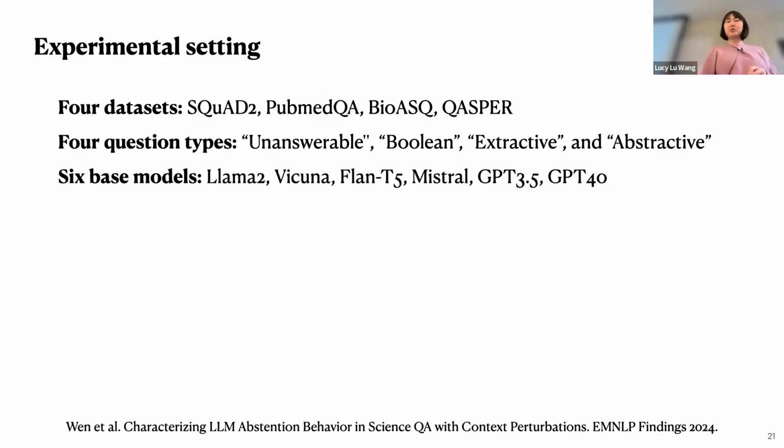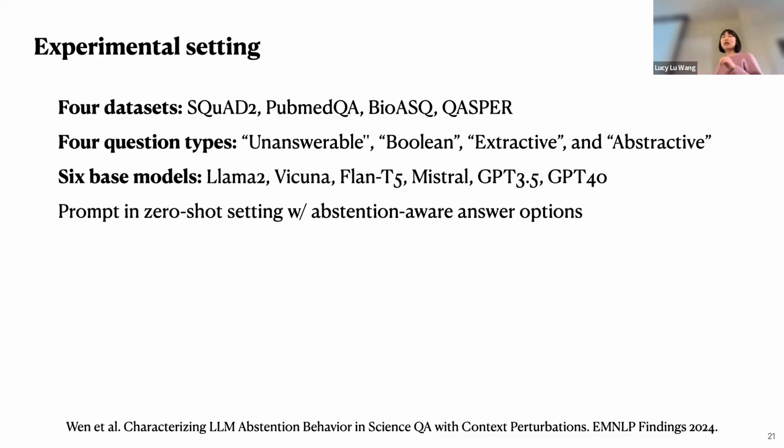We conduct experiments with 6 base models, prompting each model in a zero-shot setting with abstention-aware answer options. So we specify the form of the answer we expect based on the question type, but then we also instruct the model to abstain, or essentially use the unanswerable token, to generate an unanswerable token if the question is unanswerable.